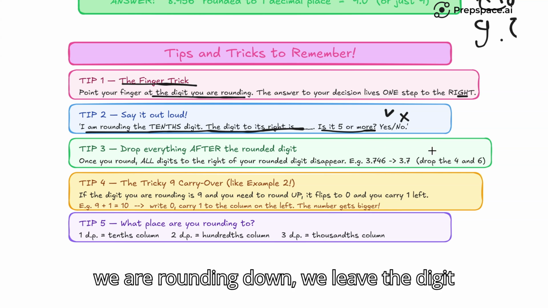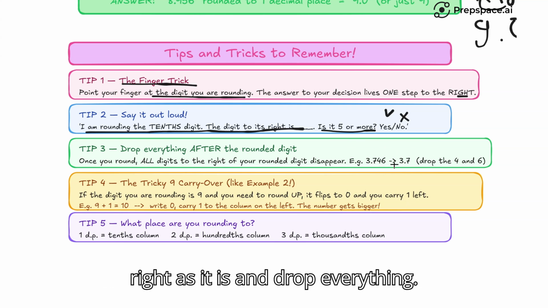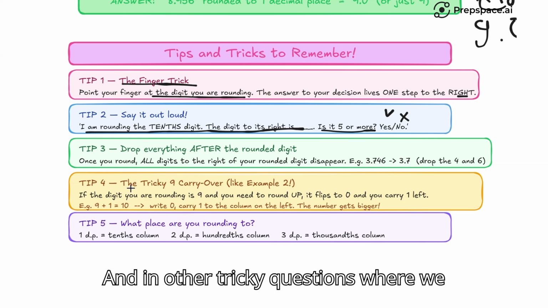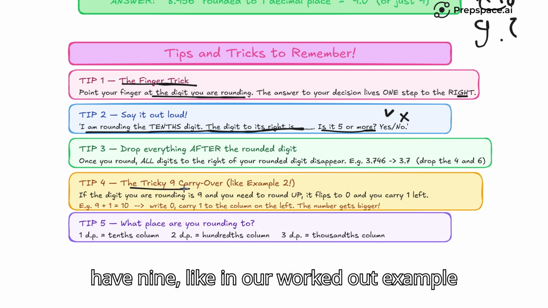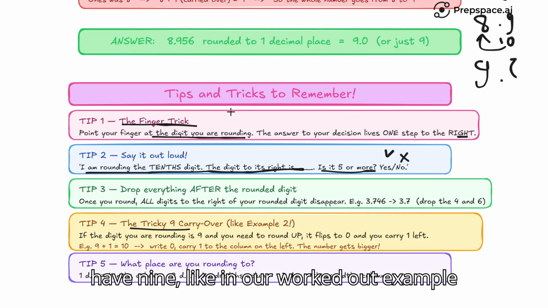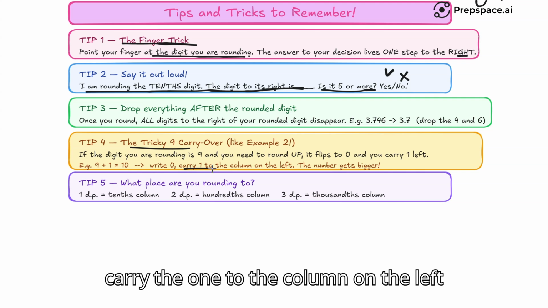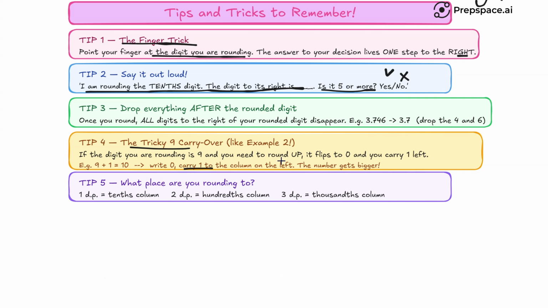If we are rounding down, we leave the digit as it is and drop everything after it. And in other tricky questions where we have a 9, like in our worked example 2 right over here, we have to carry the 1 to the column on the left because that's the bigger place value.